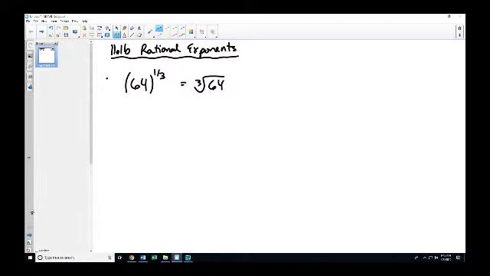Anybody know what that is? 4. Yeah. Because if you study these relationships, 4 to the third is 64. So those two relationships will hold. So that's what a fractional exponent is, just a root. So we just practice this.